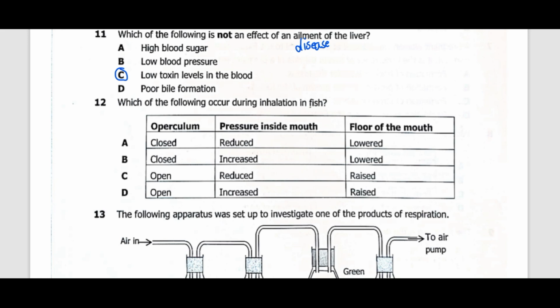Then we can move on to question 12. Which of the following occur during inhalation in fish? The operculum must be closed. Pressure inside the mouth must reduce. Flow of the mouth must be lowered. So the answer here is just A.